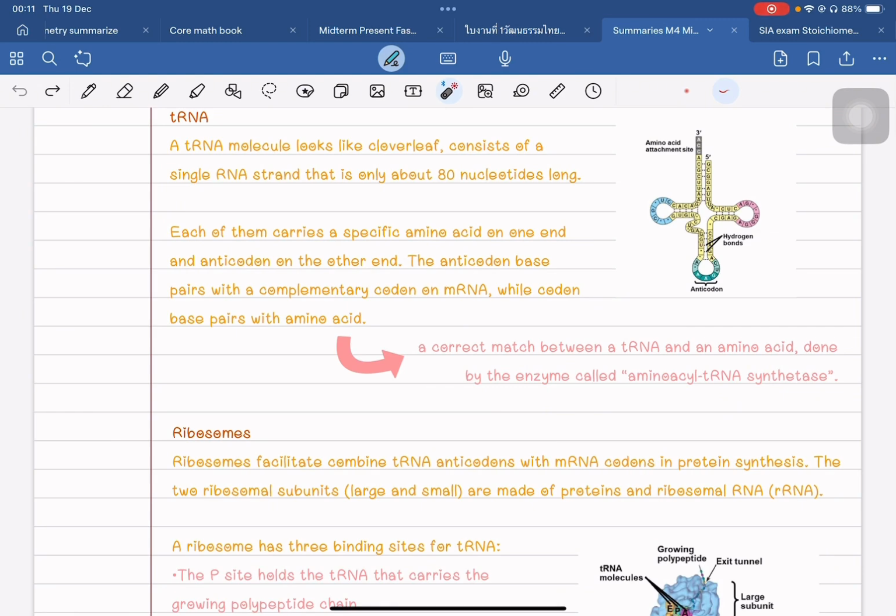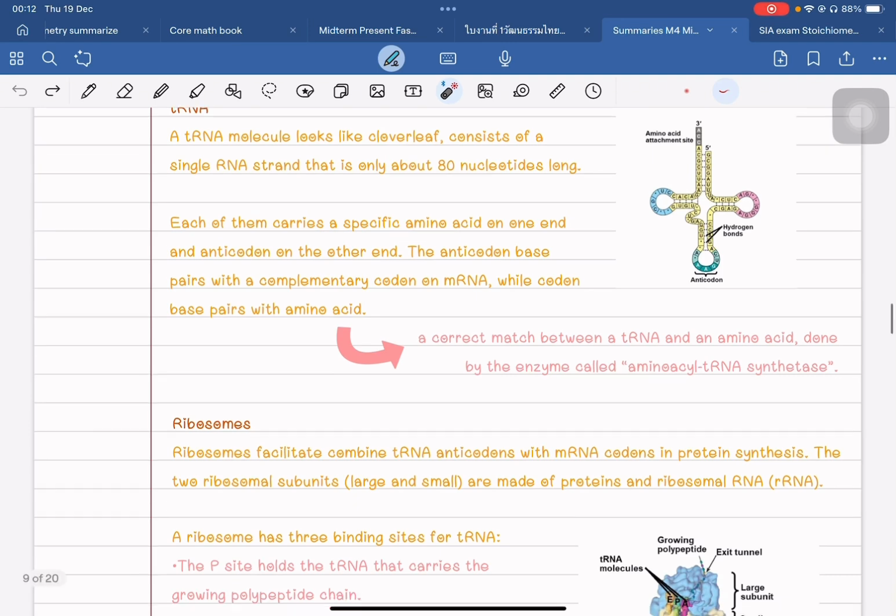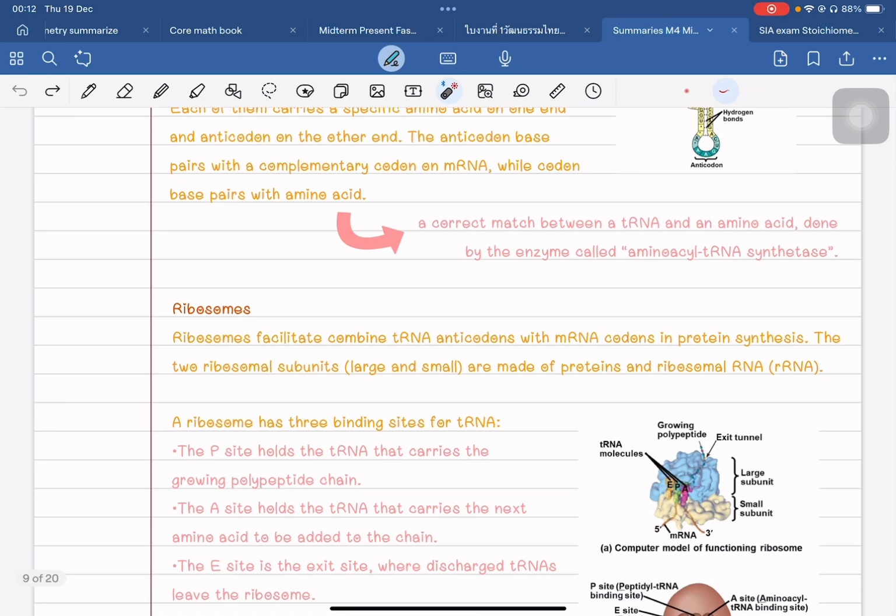The correct match between the tRNA and the amino acid is done by the enzymes called aminoacyl tRNA synthetase. Sorry if I pronounced it wrong.